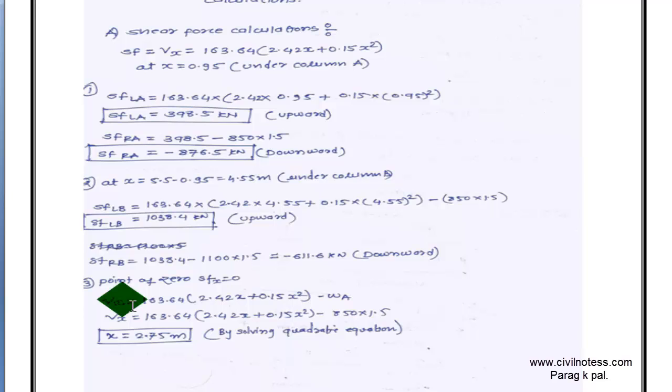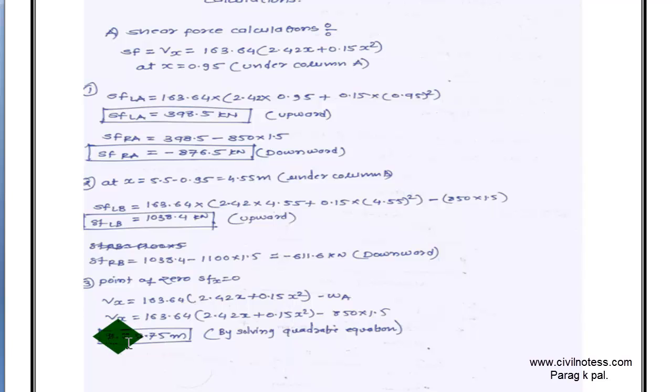You have to see now where the point of zero shear is, where the point of contraflexion is to be coming around there. Shear is Vx equals 163.64. Just put the value of Wa and solve this equation in quadratic form: x square plus, okay, you get that. So you get the value of x equals 2.75.